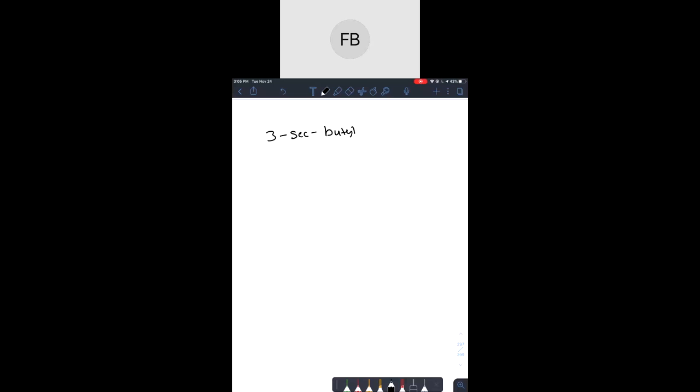Yes. Because it has the sec, it's easy to forget that kind of stuff. Isopropyl cyclopentane. Wow, this is a mouthful. Cyclopentane, 1, 2, 3, 4, 5. How do you like to start this problem?